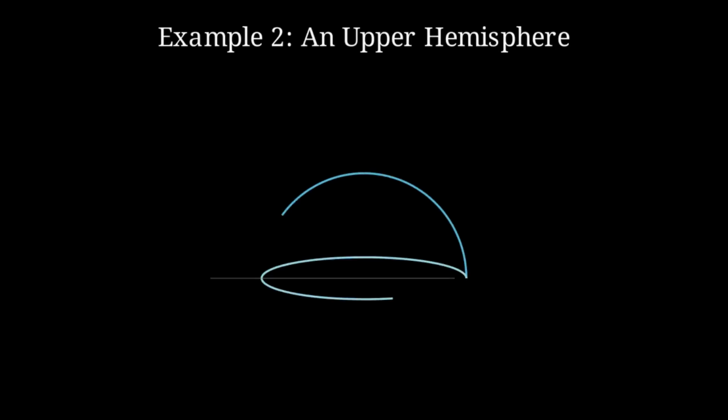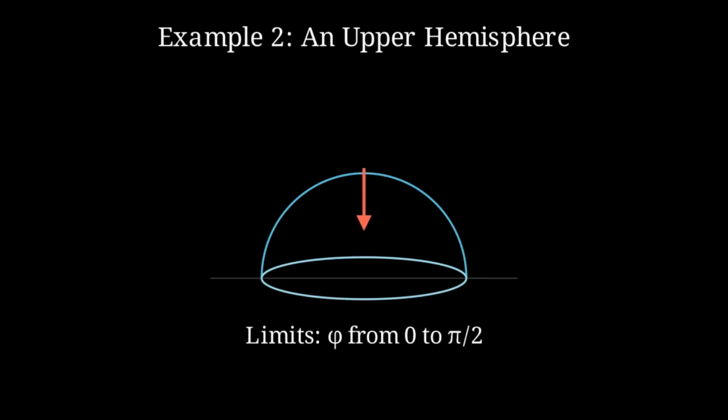The only change is the limit for phi. Instead of going all the way to pi, we stop at the equator, which is phi equals pi over 2.